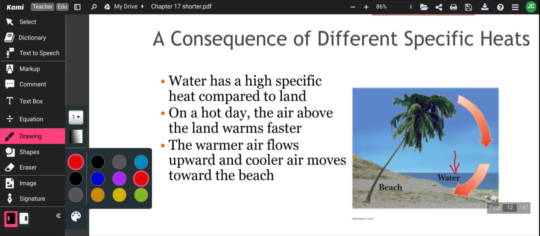Because water has a high specific heat, it holds that heat for a very long time. And so at night, the air temperature drops very quickly. The air has low specific heat, so the air temperature drops very quickly. And the water temperature, although it may drop slightly, won't drop as much as the air temperature.